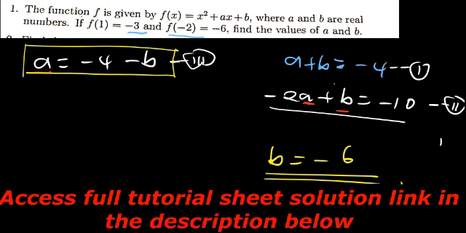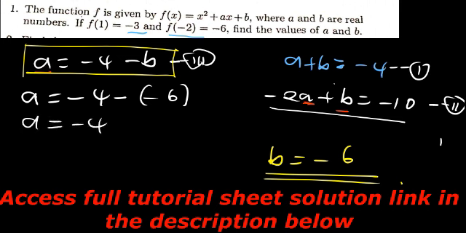Then I'm going to say a is equal to -4 minus, where there is b we put -6. So a will be equal to -4, negative and negative, plus 6. A will be equal to -4 plus 6, which is 2. So the value of a is 2 and the value of b is -6.